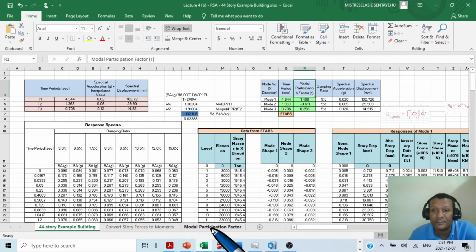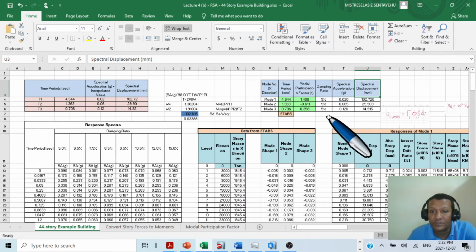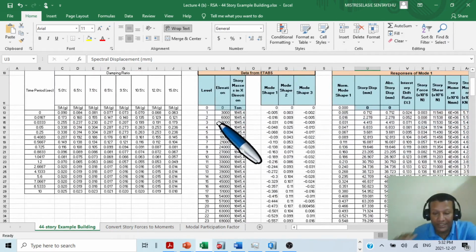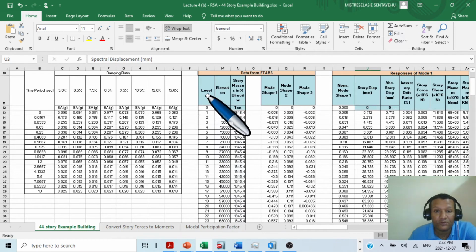We have another spreadsheet. The damping ratio is 5%. The spectral acceleration, we directly brought it from our spectrum. And for the spectral displacement, we have spectral acceleration equals omega square times Sd. This is the pseudo acceleration formula. So the damping ratio is 5%. Now, the level: this is our building. We directly extract the data from our building. We have a 44-story building, so this is our 44 stories, and this is the elevation of our building.